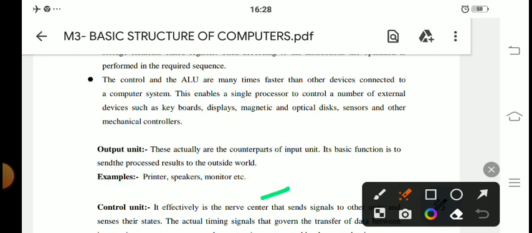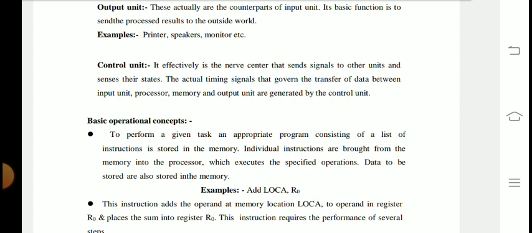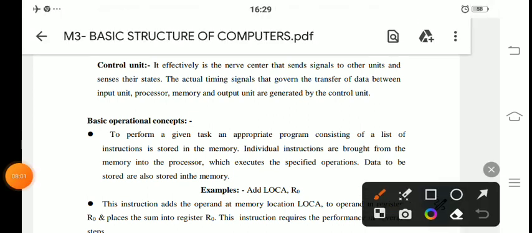What are the output devices or units? The printer, speaker, monitor, these are the output devices. Now what does the control unit do? It is like a brain which connects to all parts, or it coordinates the working of each and every unit of a basic computer. It is a nerve center that sends information to other units and senses their states, whether it is in read state or write state.